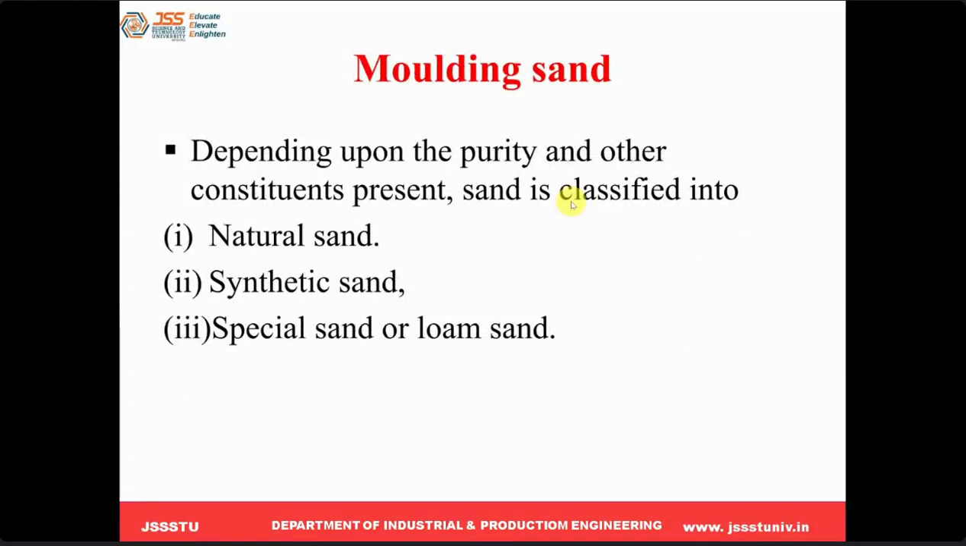So now we'll come to the sanding. Molding sand is very important here. What type of sand we are going to use is very important. It depends upon the casting type and what type of material you're going to be casting. All those things matter. Based on that, we are going to use different types of sand. Basically, we prefer three types of sand: natural, synthetic, as well as special types of sand.